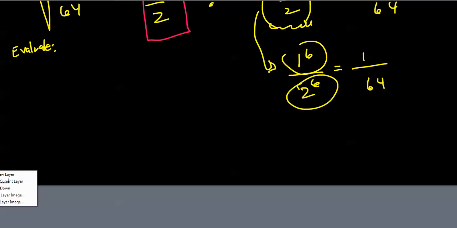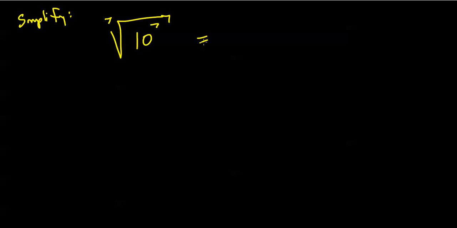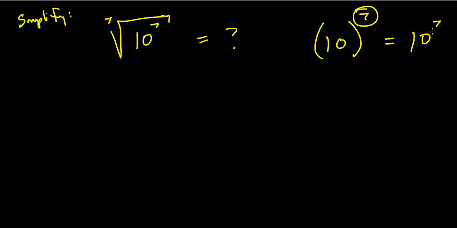Alright, fresh screen. Simplify. How about seventh order roots? Well, let me take it easy on us here. What's the seventh root of 10 to the seventh power? Well, you're going to ask yourself, what number do I raise to the seventh power to get my radicand? It's 10 to the seventh. Well, of course, 10 is the number I raise to the seventh power to get 10 to the seventh. So my answer here is going to be 10.